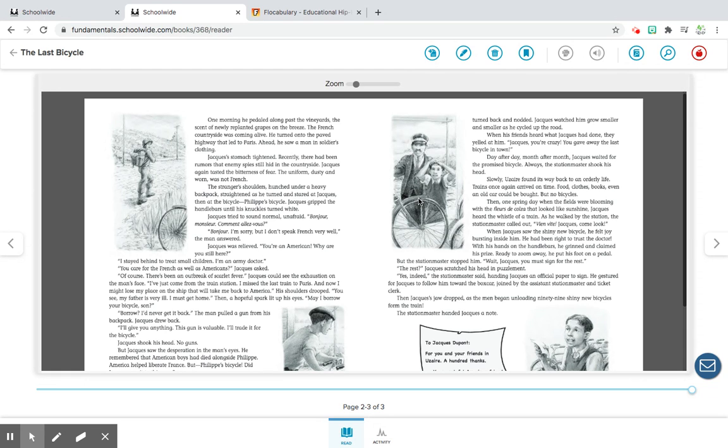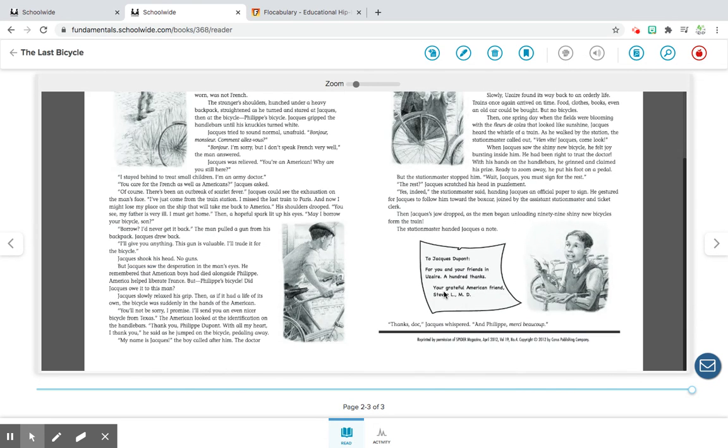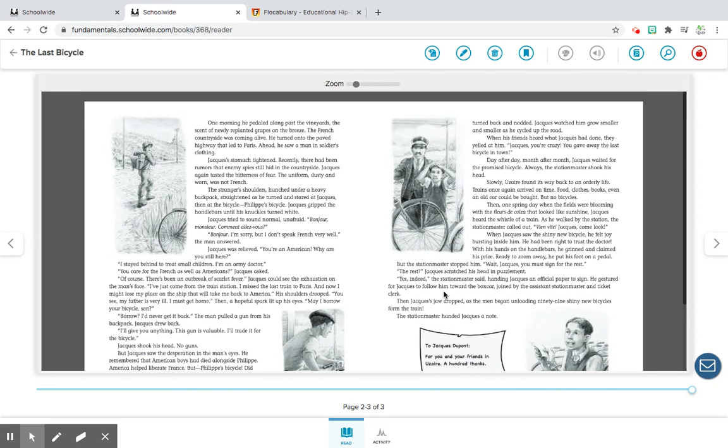One morning, as he pedaled past the vineyards, the scent of newly replanted... Oh, sorry, I've already read that part. Silly mistake. Okay, so I was ready to go for another page, apparently.